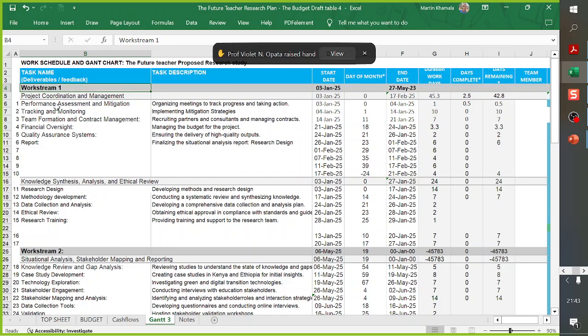Secondly, I'm seeing a very, very detailed work plan at the moment. And since this is the proposal, why can't we be lean so that in case the proposal goes through, then we'll have a whole period of project formulation.